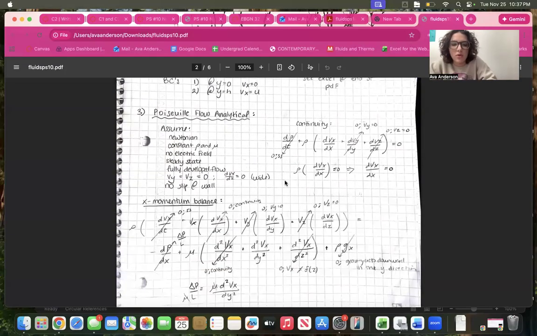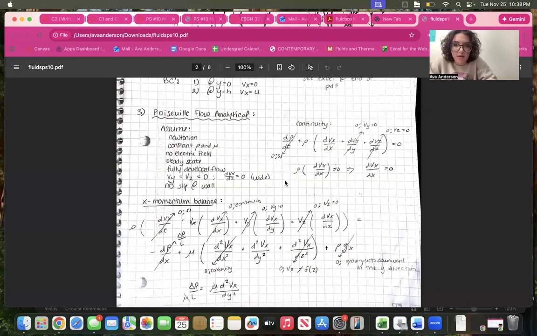But then we're moving on to Poiseuille flow analytical. We're once again assuming this is Newtonian, constant density and viscosity, no electric field, steady state, fully developed flow, Vy equals Vz equals zero. You can basically assume that dVx/dz equals zero because the plates are wide. There's no slip at the walls. Because of those assumptions, it's a parabolic flow. The wall stresses are equal in magnitude but have different signs, and the flow rate depends on the pressure gradient.